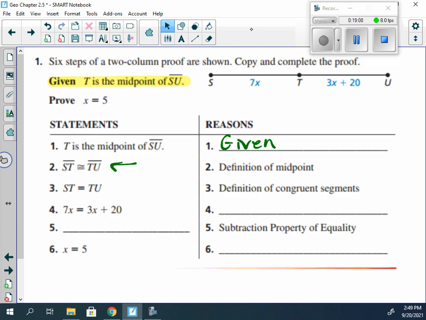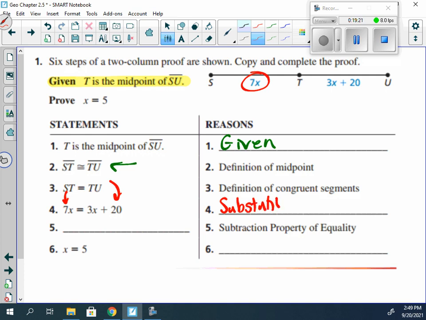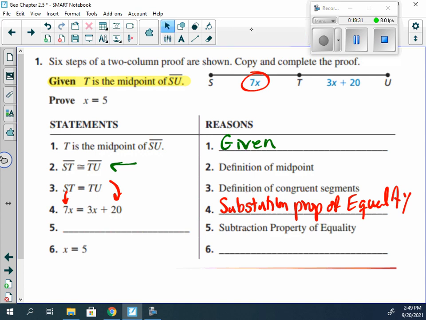From here to here, what are we doing? Well, ST is 7x, yes? And TU is 3x plus 20, so we use the substitution property of equality. Because we substituted 7x in for ST. We substituted 3x plus 20 into TU. We substituted those values in. Any questions on this here?